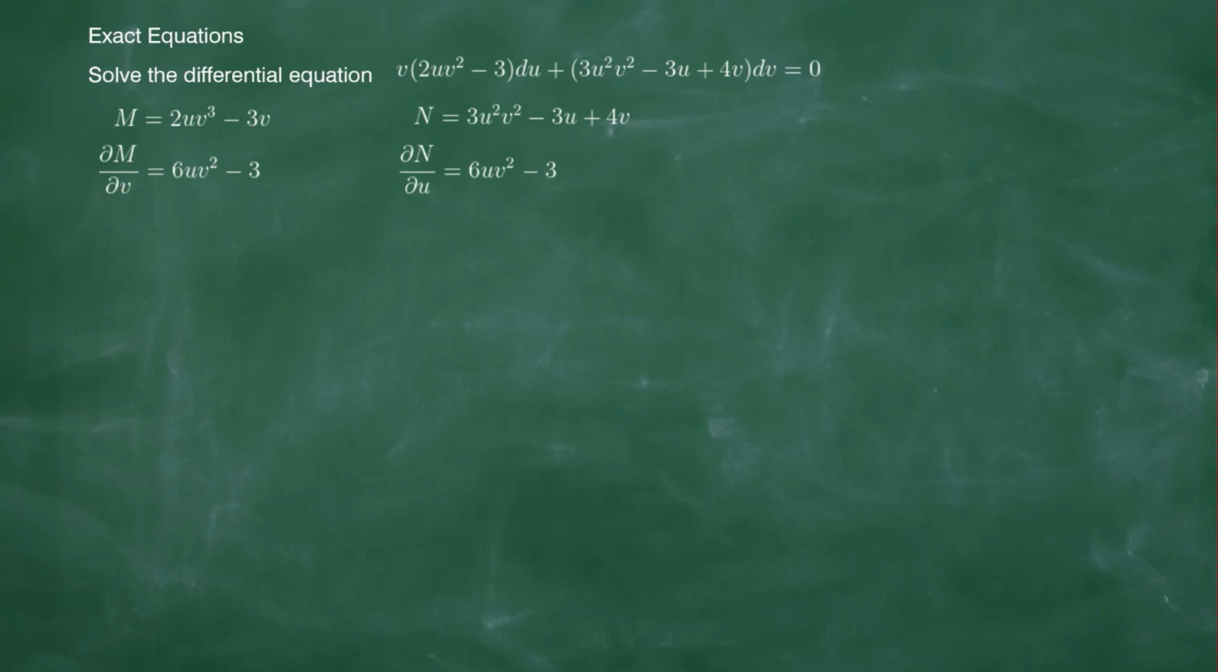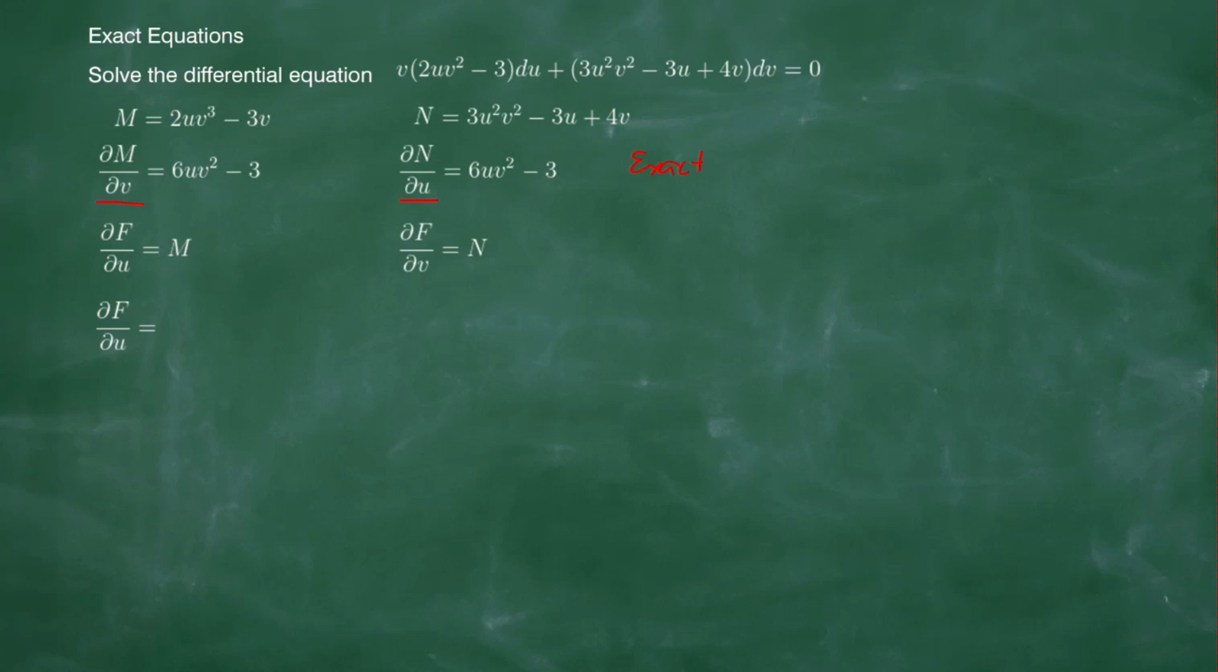Since the partial derivative of M with respect to v is equal to the partial derivative of N with respect to u, therefore the differential equation is exact. So for an exact equation, the partial derivative of f with respect to u is equal to M, and the partial derivative of f with respect to v is equal to N.